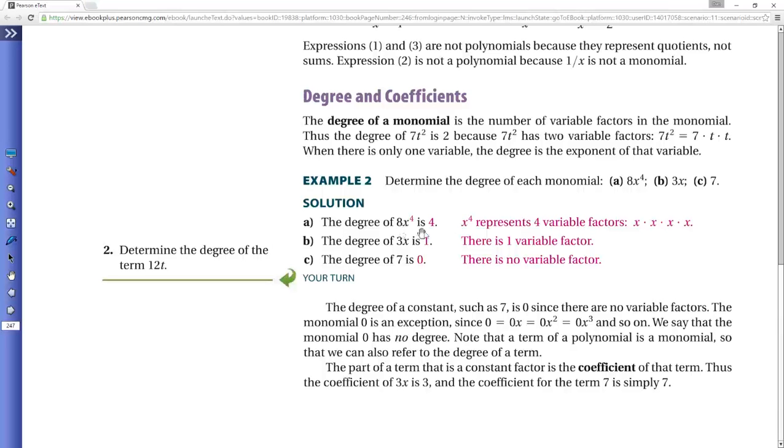So they go through here. You've got 8x to the fourth has a degree of 4, 3x has a degree of 1, and here's the one we haven't looked at for a while, but in the first 3 chapters, they talked about what something to the 0 power means, and that's where they get this degree 0. Really, I could think of this as 7 times x to the 0 power, and then that would mean the variable x is a factor 0 times, would be one way to think about that. The coefficient is the number that's times that variable.